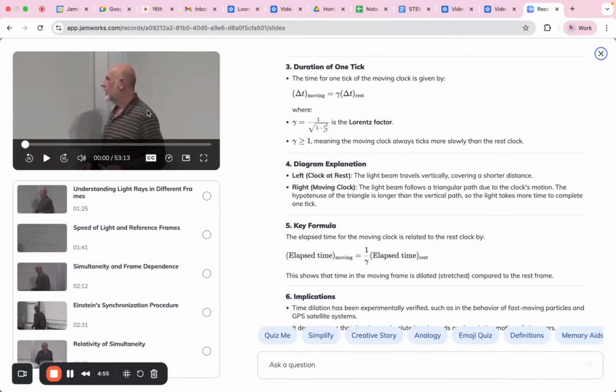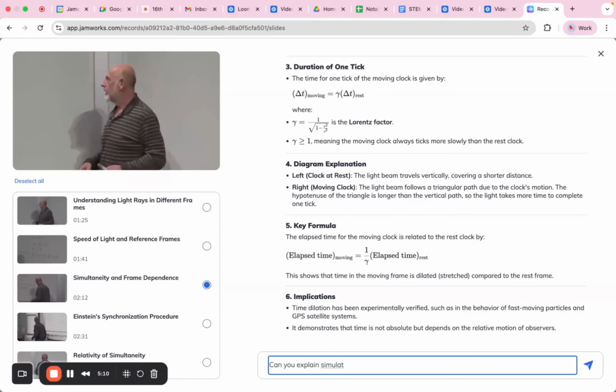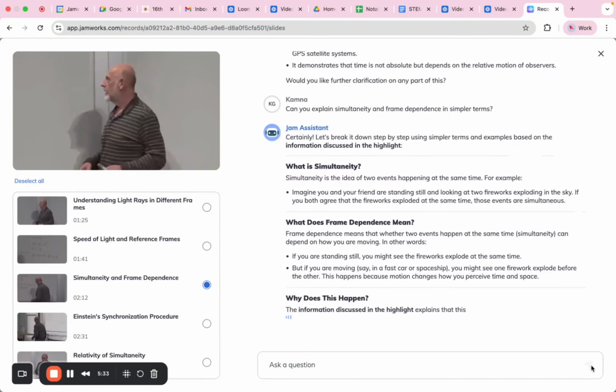Students can also ask questions based on the full lecture or on a specific topic within it. Jamworks uses the lecture recording to provide accurate, context-aware explanations, which include equations and technical reasoning rather than just generic answers.